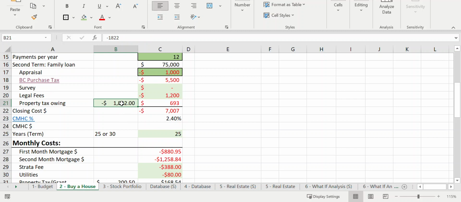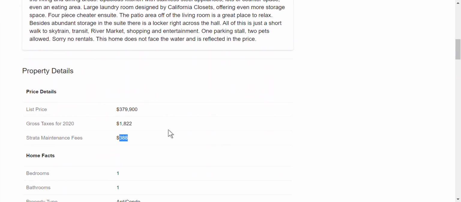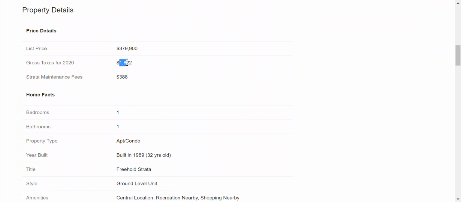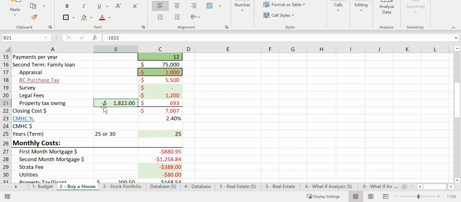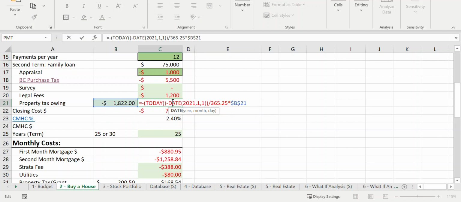So first of all you need to know how much are the property taxes? Well, let's go back into the real estate site, and if you look down through the listing, it tells you that the property tax is $1,822. So I put that in here, and I put it in as a negative because it's an expense. But you only have to pay a portion of that for the remainder of this year. So how do you calculate that down? Well, in this case, we're going to be calculating that based on a rather complicated date function formula. So if you have a look at what I've got here, I'll go through this in a very basic way to start off with.